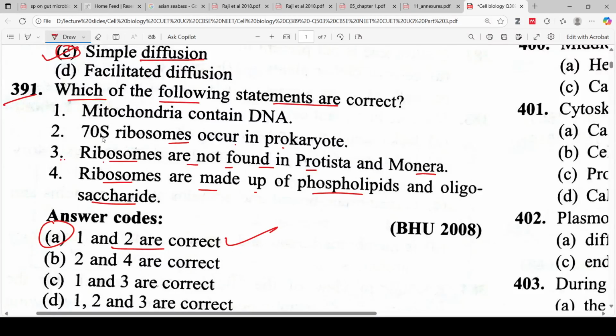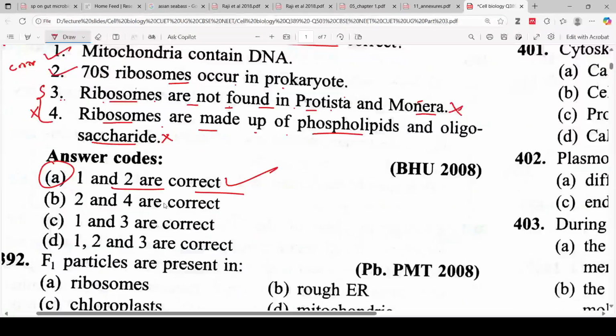Mitochondria contains DNA, and 70S ribosomes occur in prokaryote. Ribosomes are not found in protista and monera: this is not correct because protista are eukaryotes and monera are prokaryotes, but both have ribosomes. Ribosomes are made up of phospholipids and oligosaccharides: this is also not correct. So statements 1 and 2 are correct, and the correct answer will be option A.